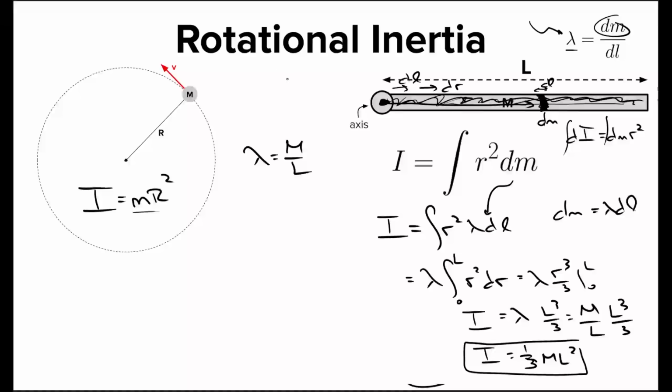You might be like, dang, but what if I had the rod rotate about its center? Okay, fine. Just integrate from negative L over 2 to L over 2 because the furthest mass this way is going to be negative L over 2. The furthest mass this way is going to be L over 2. You'd get 1/12. You just integrate from wherever you want to wherever you want. These limits will give you the different factor out front here.